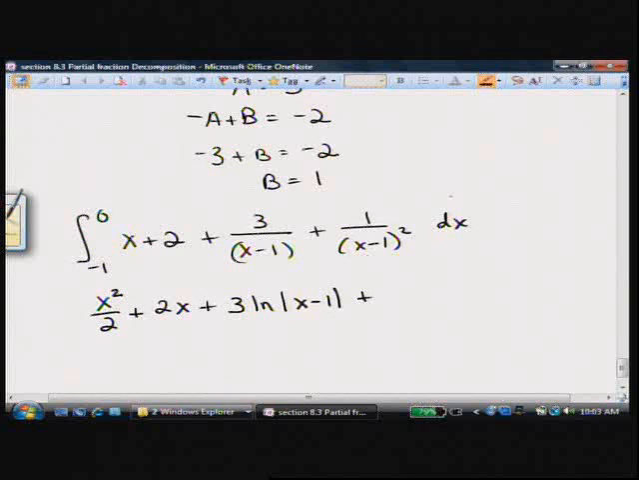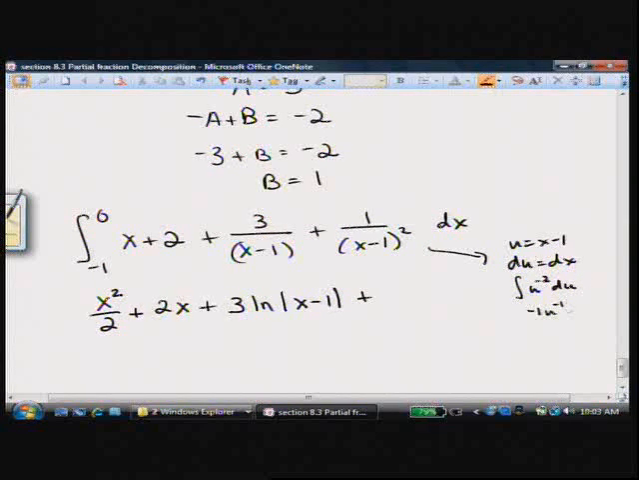Well, you can just do a little u substitution. You can say u is equal to X minus 1, then du is equal to dx. So that's just going to be 1 over u squared, or just u to the negative 2, which you just add 1 to the exponent and put it over it. So it's going to be negative 1 over u, right? Because that'll be the integral of u to the negative 2 du, which is just going to be negative u to the negative 1, which is negative 1 over u. So this integrates as negative 1 over x minus 1, because our u was x minus 1. And we're going to evaluate that between negative 1 and 0.